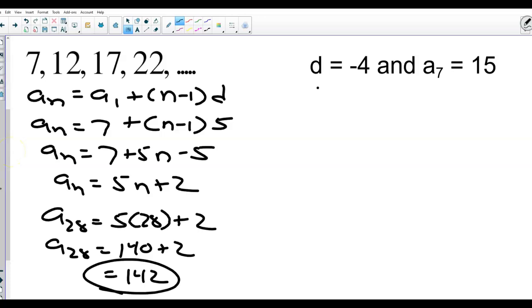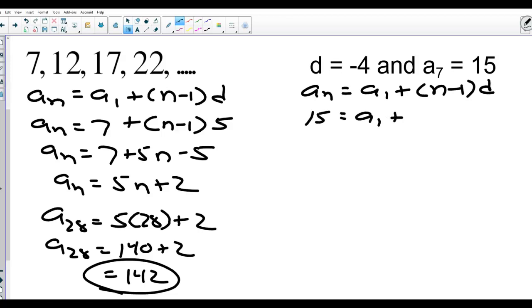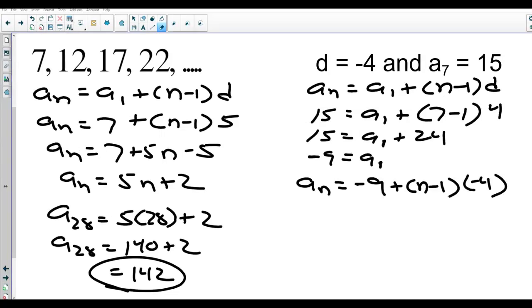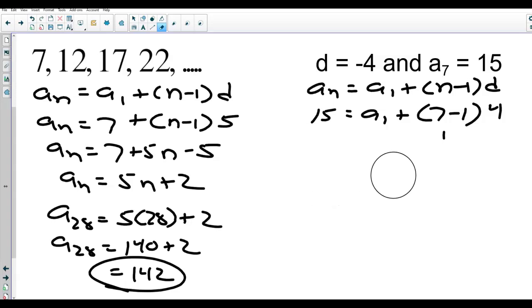Here, a sub n equals a sub 1 plus n minus 1 times d. I don't have my a sub 1, but a sub 7 is 15. So I've got to get my, sorry about that.